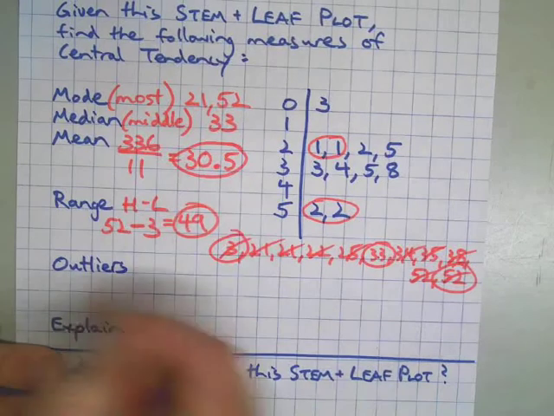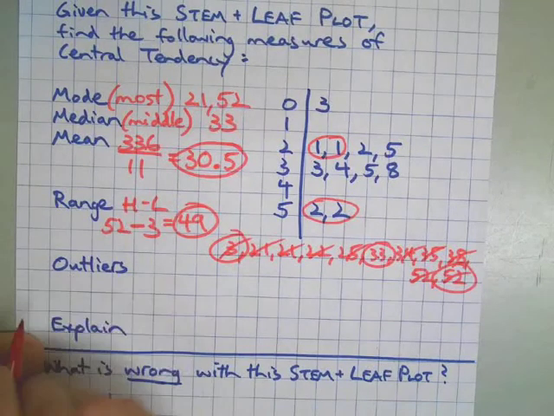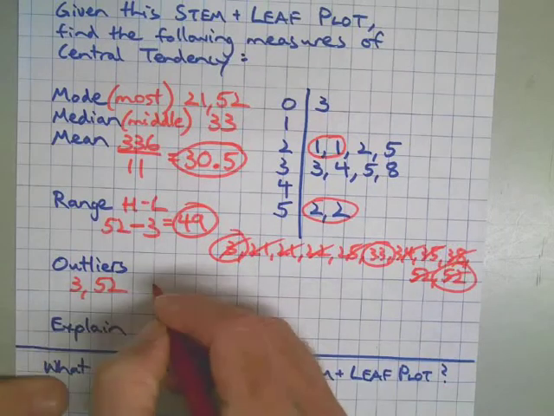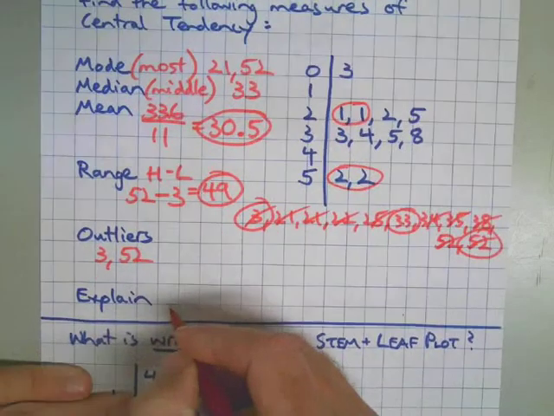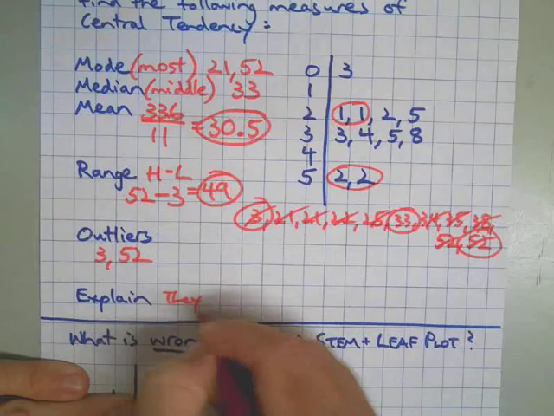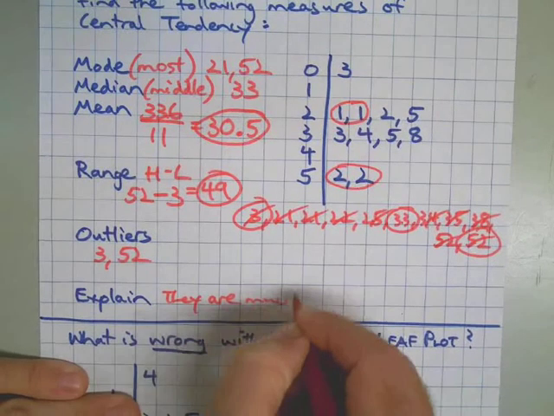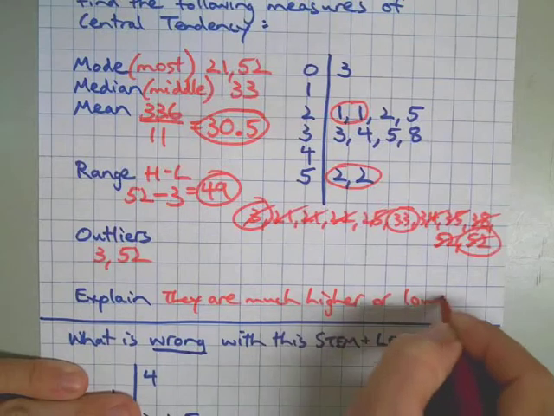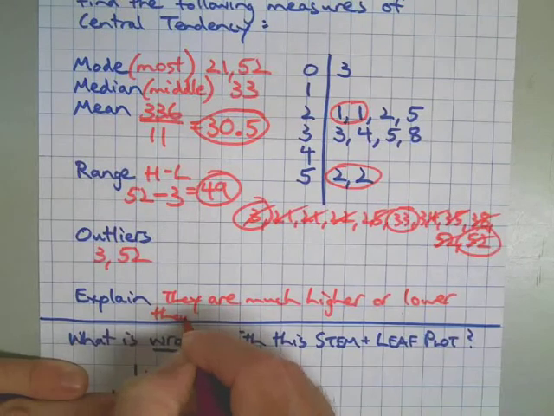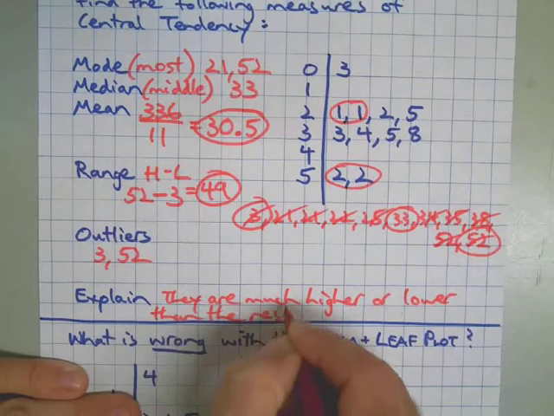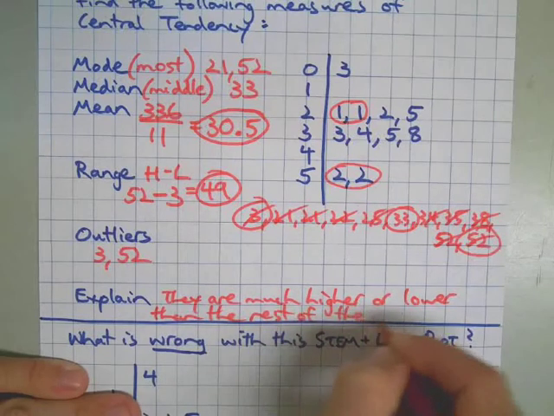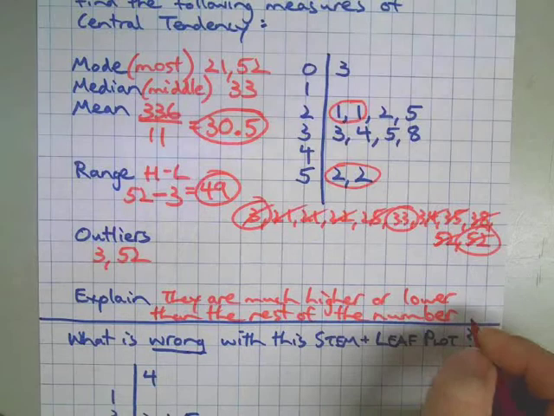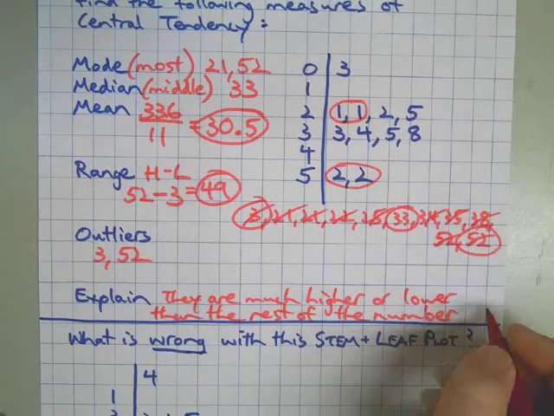Outliers. Both of those numbers are really outliers. 3, and 52. Explain. Why are those outliers? They are much higher or lower than the rest of the numbers. Okay? Outliers, any numbers that don't quite fit in. They can be higher or lower.